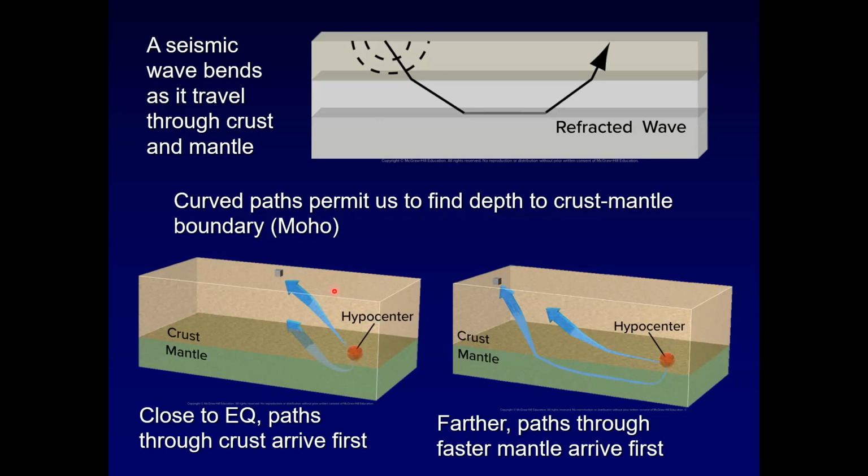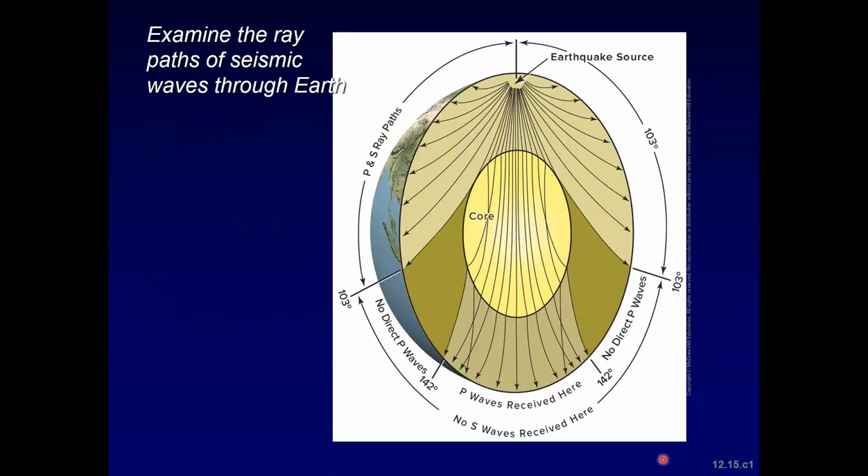So close to the earthquake, the paths through the crust arrive first, and then farther away, paths through the faster mantle arrive first. And what can we do with that information? These are the ray paths of seismic waves through the earth. So we're just cutting the earth in half here.